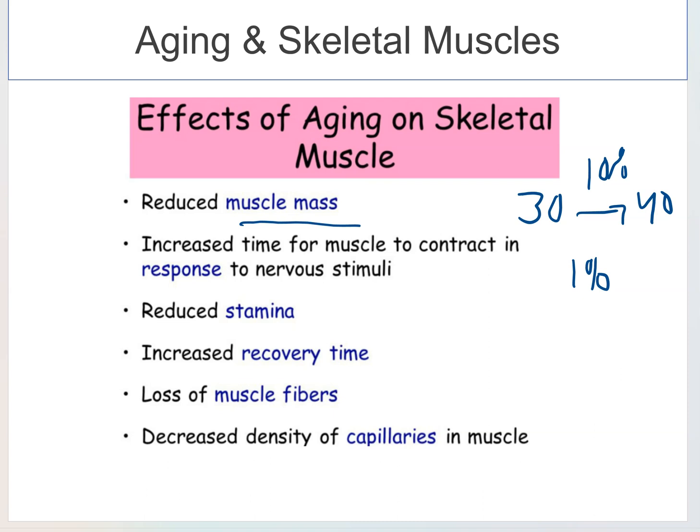So we know that it takes a little longer for us to respond to stimuli. There's usually reduced stamina. It might take longer to recover. You can start to lose muscle fibers, and you also lose some of the density of the blood flow, the blood vessels to your muscles. So again, these are typical effects of aging. Exercise can help decrease them, but as we get older, our cells get older too, and they just don't work as well.